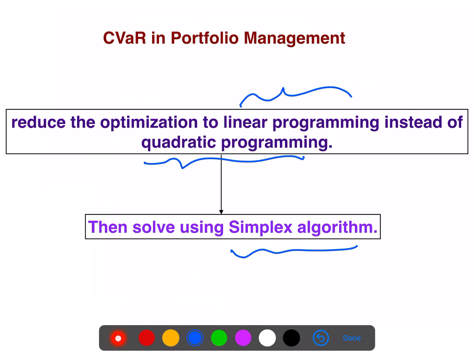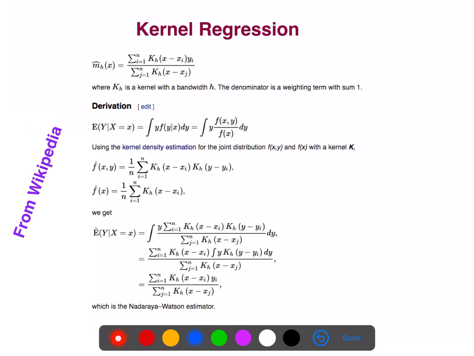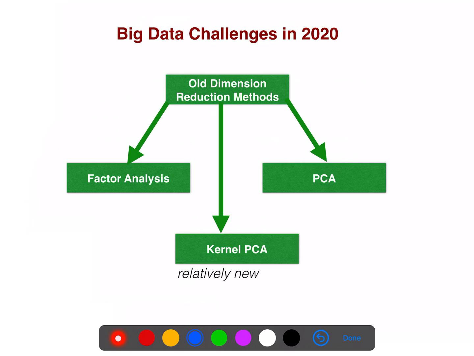And kernel regression, for example, in CVaR, because you are conditioned on the previous time or previous variable, so this kernel regression is really quite powerful. And so, big data challenges in 2020. These are very old methods, starting from factor analysis, very old methods, but still you can see it in finance books. Principal component analysis, very old.